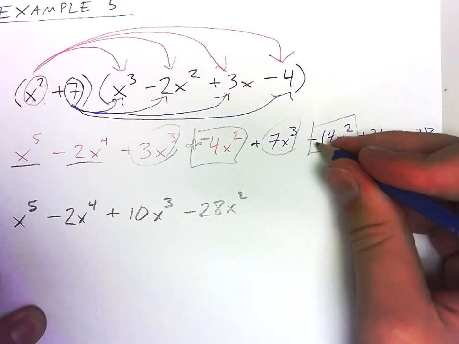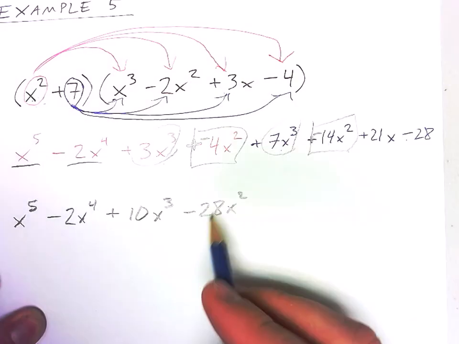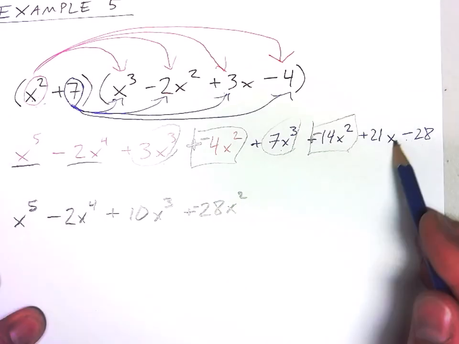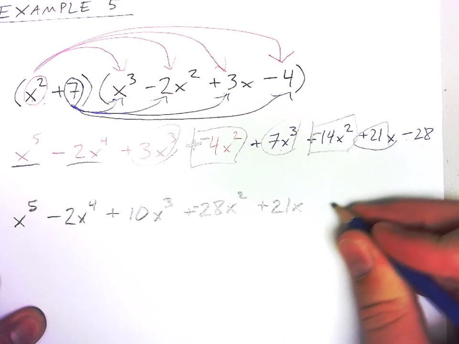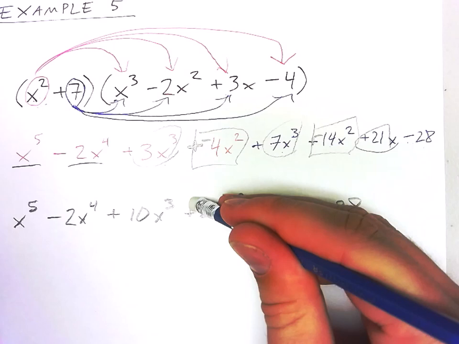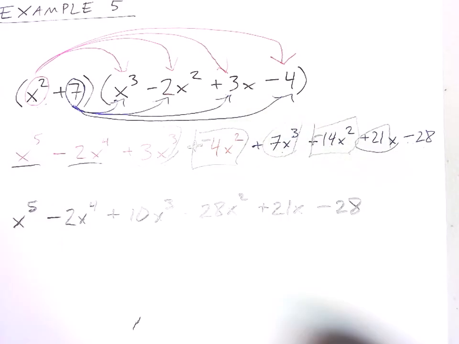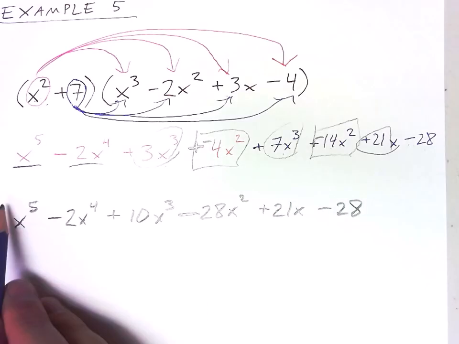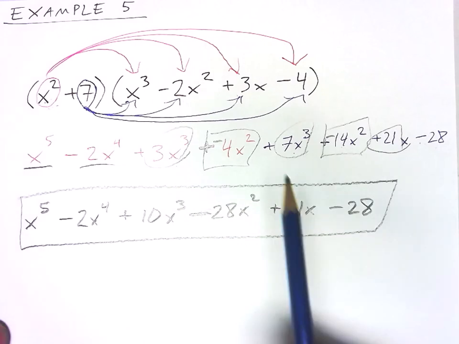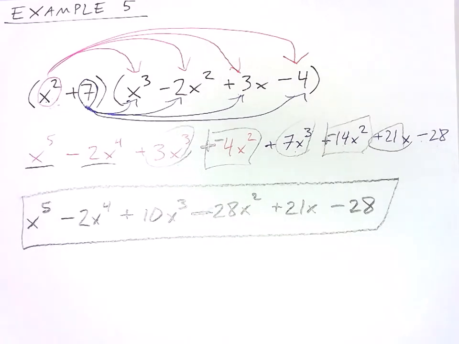So if you're confused at all with the negatives, just change all the minuses to plus negatives. So negative 4 and negative 14 is negative 28x squared. Then we've got just one x term, so 21x minus 28. And I'm just going to actually leave that as minus 28x squared. I think that looks a little better. So that will be the final answer for that. So it is a little bit of work, it takes a little bit longer, but all the steps are just the same as multiplying smaller polynomials.